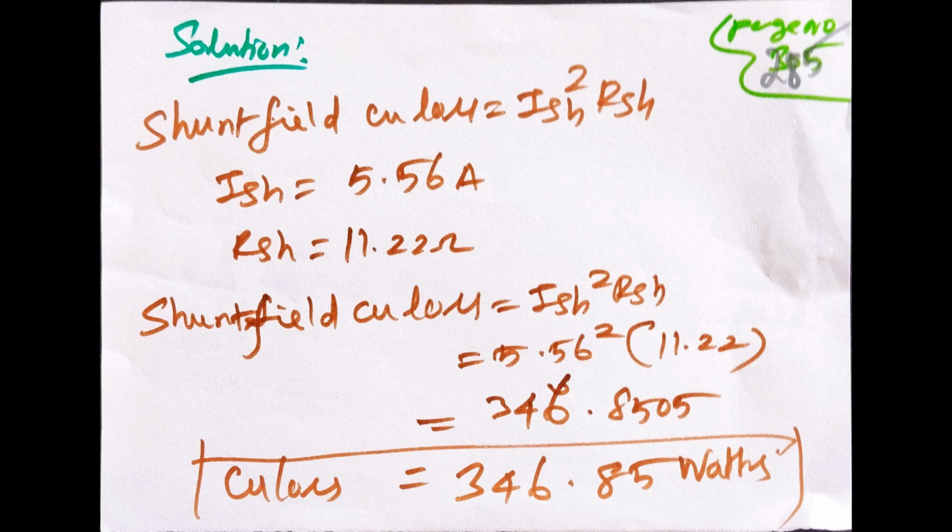Continuation of the solution: the shunt field copper loss formula is ISH squared into RSH. ISH is equal to 5.56 ampere. RSH is equal to 11.22 ohm. Put in the required values for the shunt field copper loss. We obtain 346.85 watts. That is the answer.